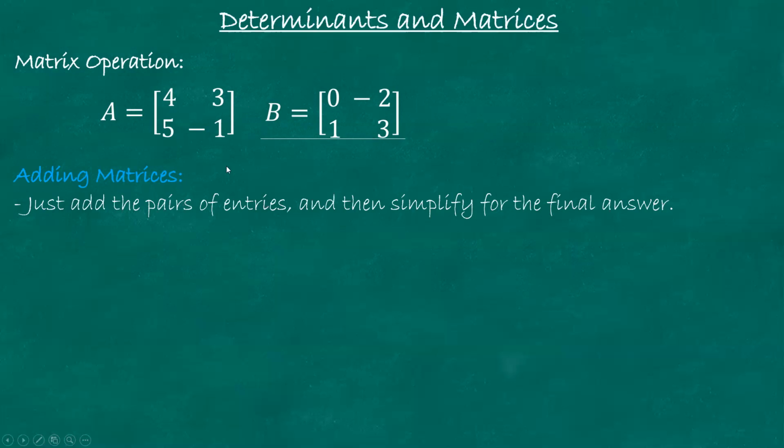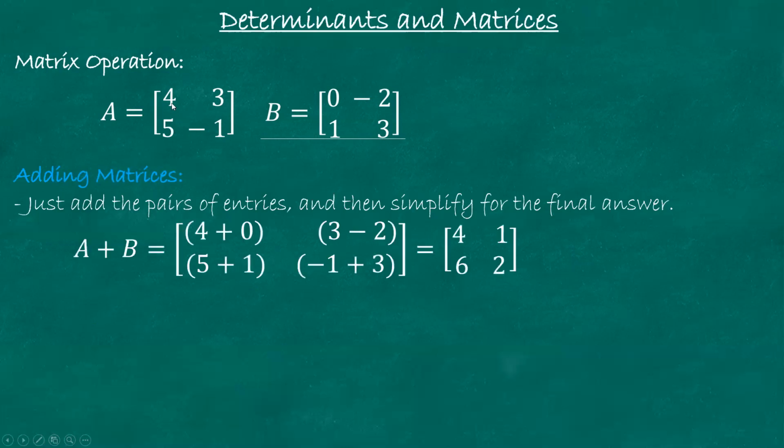So, what you do is just add the pairs of entries and then simplify for the final answer. A plus B: 4 plus 0, 3 plus negative 2, 5 plus 1, negative 1 plus 3. And then simplify to get the result.